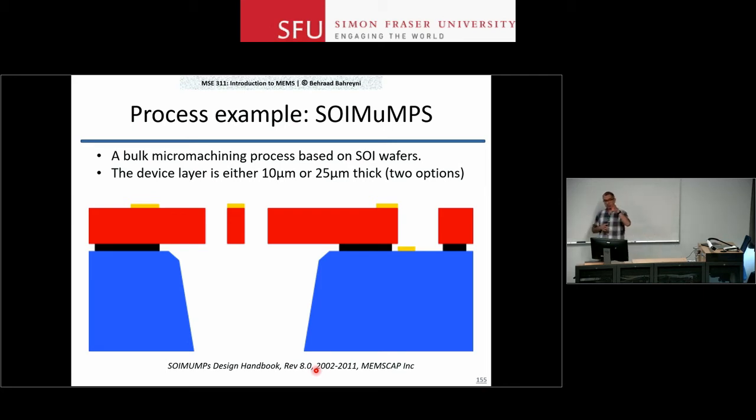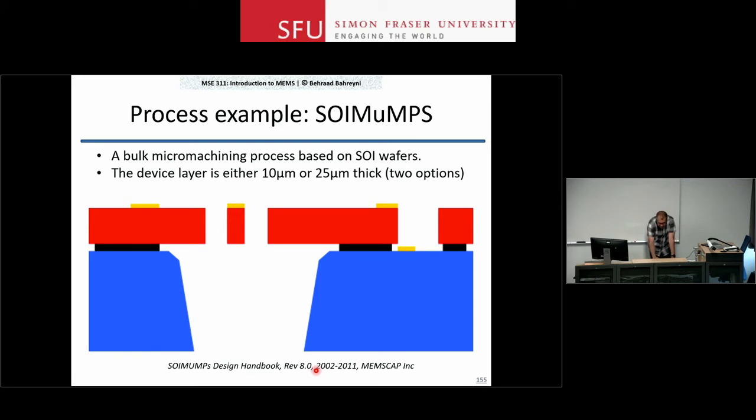The thickness of your structures can be 10 or 25 microns. This is the only option that you have. They can start with a 10 micron wafer, 10 micron silicon layer, or 25, but the rest of the steps, they do not change for anybody. So here is a cross-section of the structure at the end of the story.